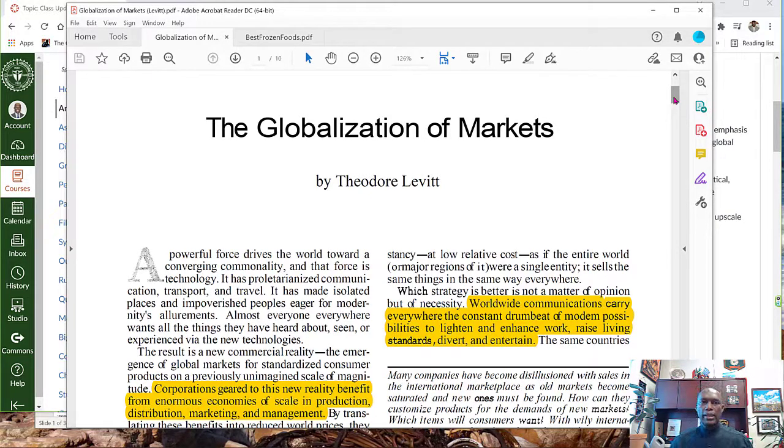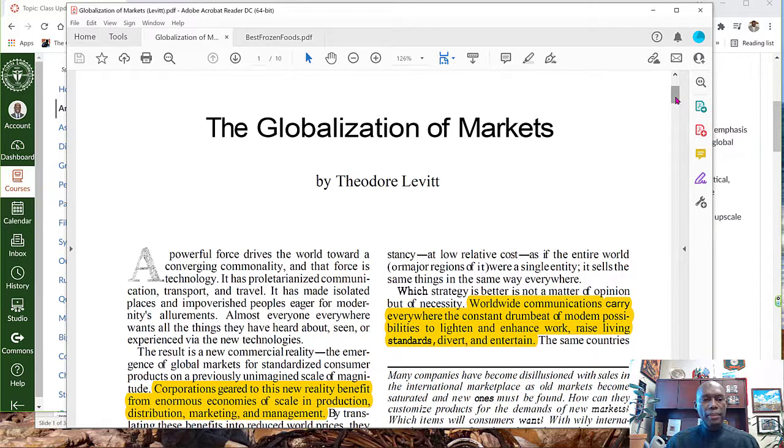arrogant, and he was making a lot of comments about his views of how people in developing countries think and what they want. And so I'll just read the very first paragraph, and then we'll unpack that, and then I'll move on to some other topics in the article, and then I will leave the rest for you to read and reflect on.